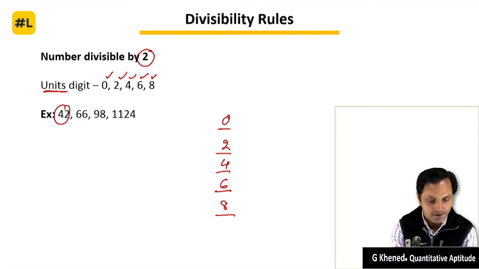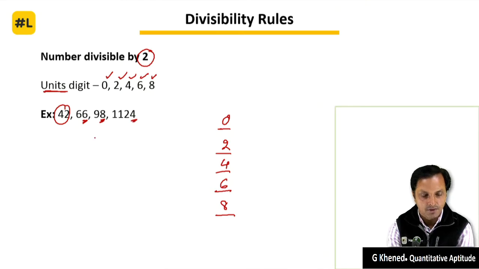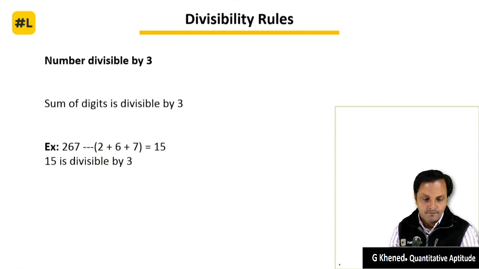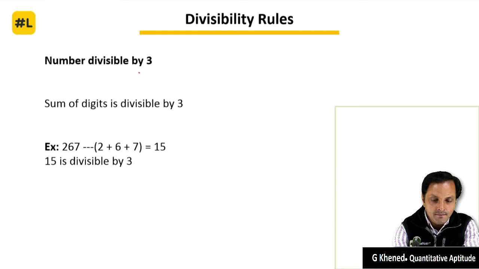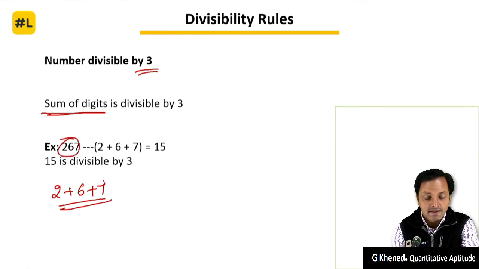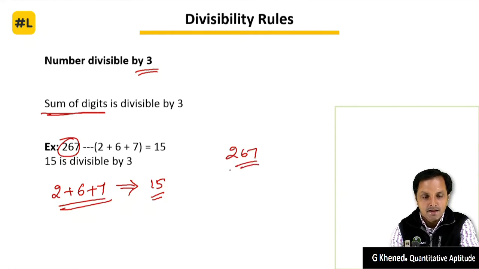There are some examples: 42, unit digit is 2; unit digit 6; unit digit 8; unit digit 4. So all the numbers whose unit digit is 0, 2, 4, 6, 8, the number is divisible by 2. Now divisible by 3. If any number is divisible by 3, make sure the sum of the digits, you should add all the digits. Example is 267: 2 plus 6 plus 7 are the sum of the digits, which is 15. If that is divisible by 3, then the whole number 267 is divisible by 3. So remember, if the sum of the digits is divisible by 3, then the whole number is divisible by 3.